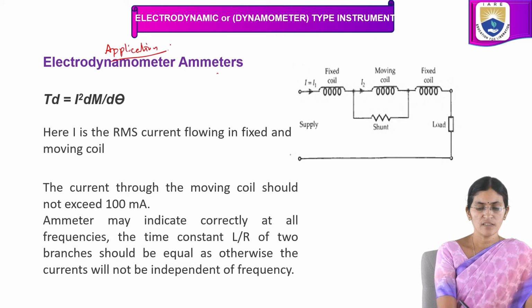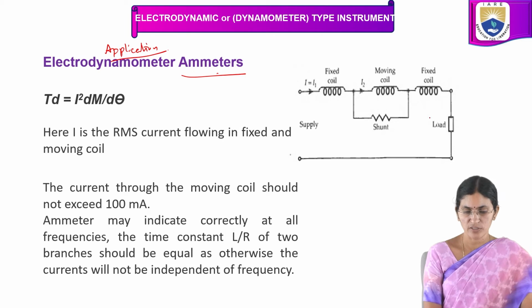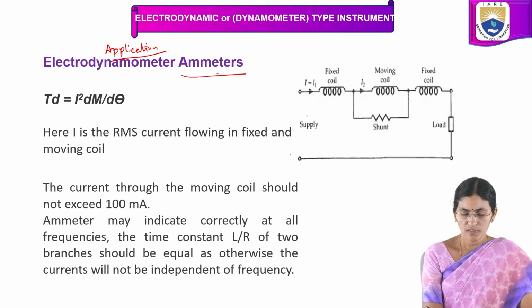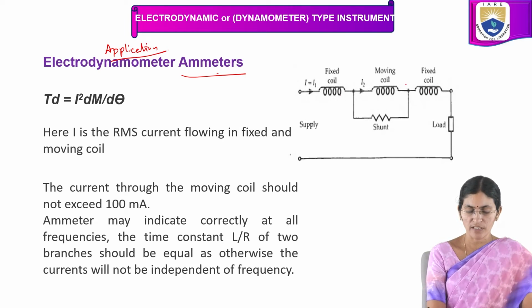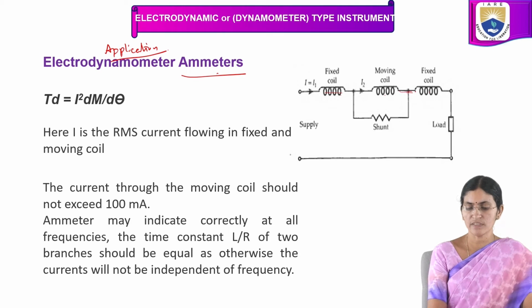As an ammeter, you can see the arrangement here. So there are two coils, fixed coils and moving coil. The fixed coil is connected to the moving coil, and the other end of the moving coil is connected to the other section of the fixed coil. So fixed and moving coil are connected in series, and this is connected to the load, and this is the supply voltage which is given. Here when it is to be used as an ammeter, all the coils are connected in series.